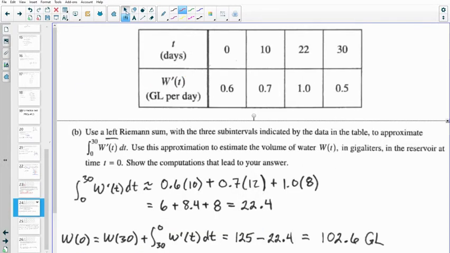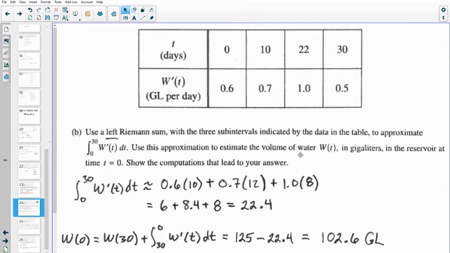Part B, using a Riemann sum with 3 subintervals. So here's Riemann sums. I think this was a non-calculator question. In fact, I'm pretty sure it was a non-calculator question. I didn't include that when I cut and paste, but I believe that it was. And so I'll keep that in mind as I'm doing this. Let's see. Estimate the volume of water at time equals 0.